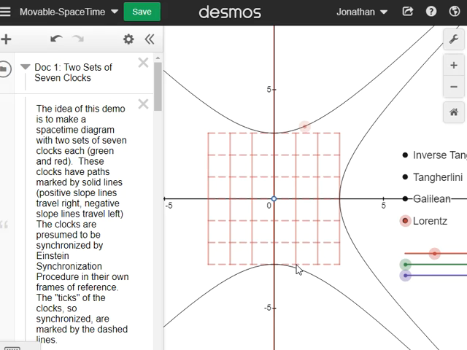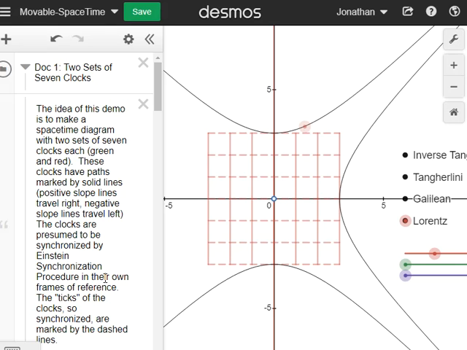This is the event where the first clock ticks -3, -2, -1, 0, 1, 2, 3. And this is where the clock at x equals 3 ticks. And over here is the position where the clock at x equals -3 ticks. But anyway, they are synchronized by a process called Einstein synchronization procedure.